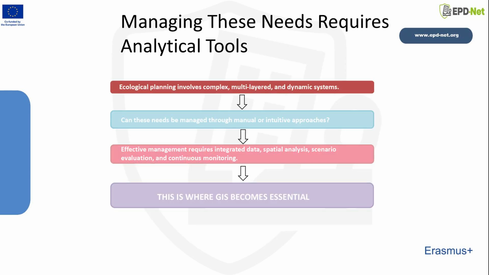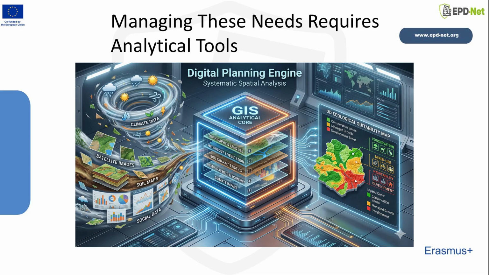Ecological planning involves working with multi-layered data, environmental thresholds, alternative scenarios, and dynamic processes that change over time. Managing such complex and interconnected systems cannot be achieved through manual or purely intuitive approaches alone. An effective planning process requires the integration of diverse datasets, systematic spatial analysis, the comparison of alternative scenarios, and continuous monitoring after implementation. At this point, the need for analytical tools becomes evident. This is where geographic information systems play a central role, providing the essential analytical and decision support infrastructure required to manage the complexity of ecological planning.